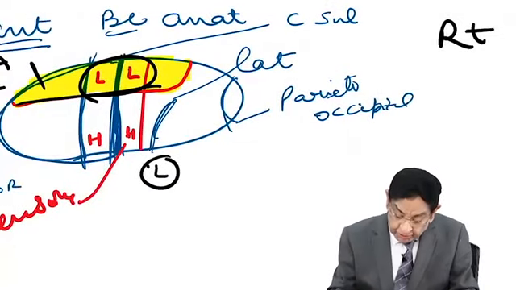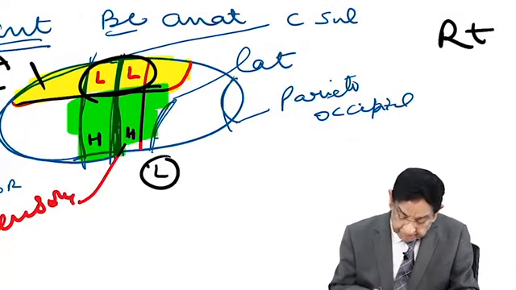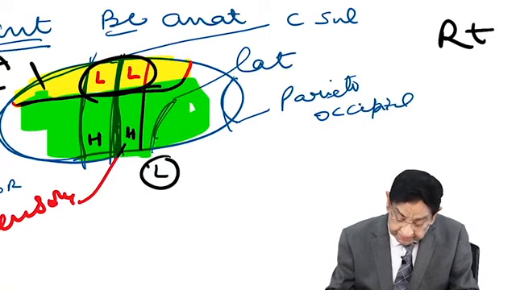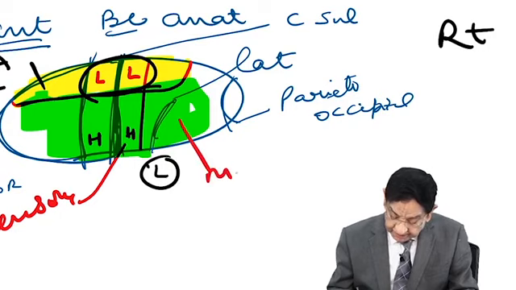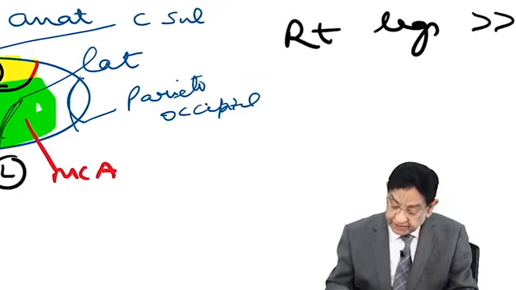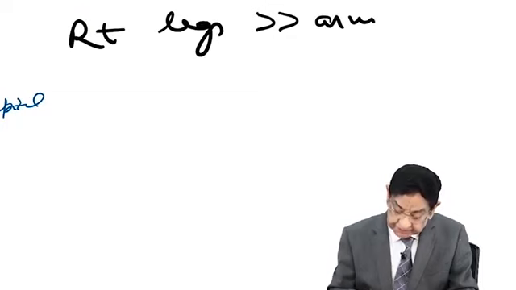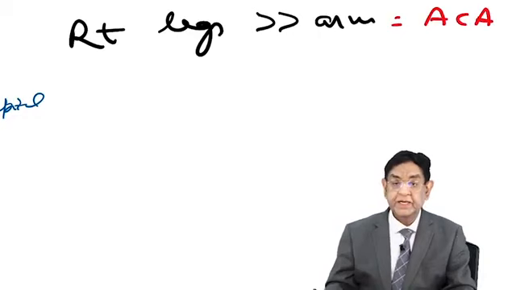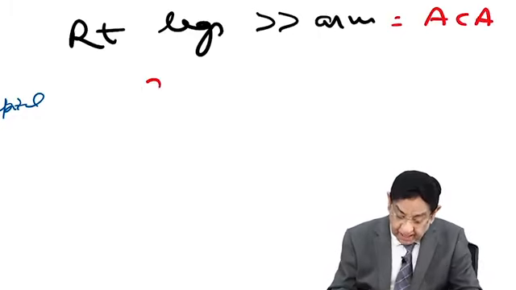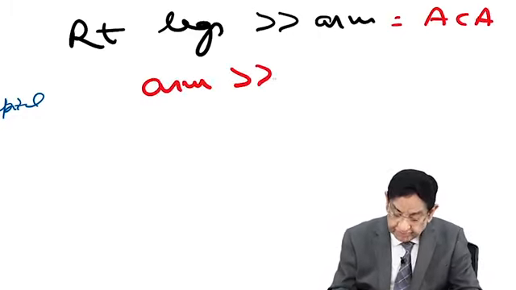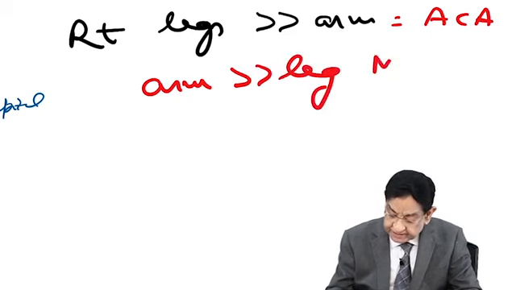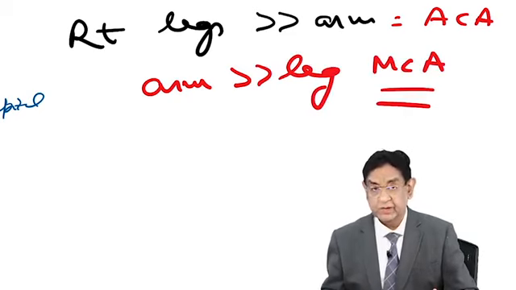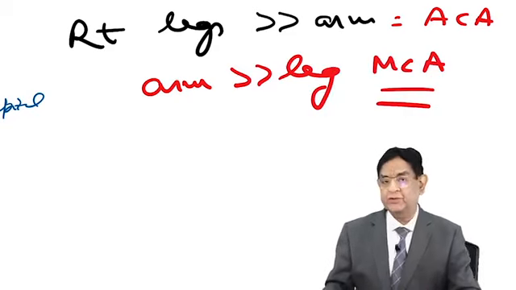Now, just to add on, this part of the body is supplied by the middle cerebral artery. So in case of involvement of the middle cerebral artery, the opposite of the anterior cerebral artery pattern will happen. In the middle cerebral artery, arm weakness will be more than leg weakness. This is the middle cerebral artery. Got it?